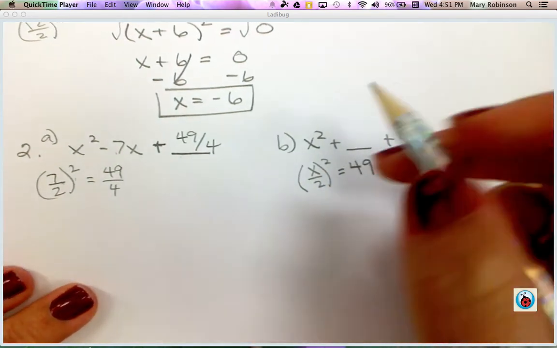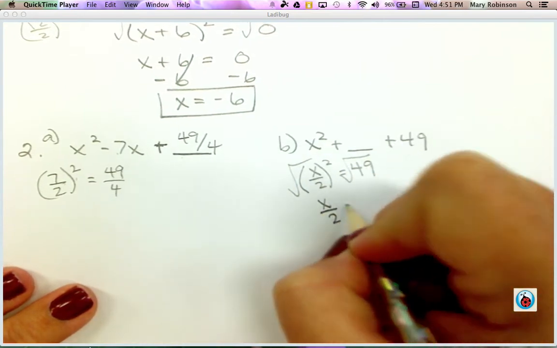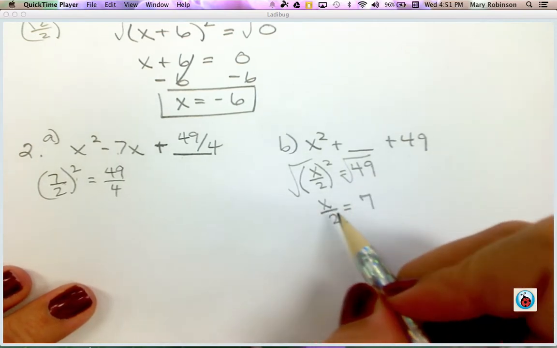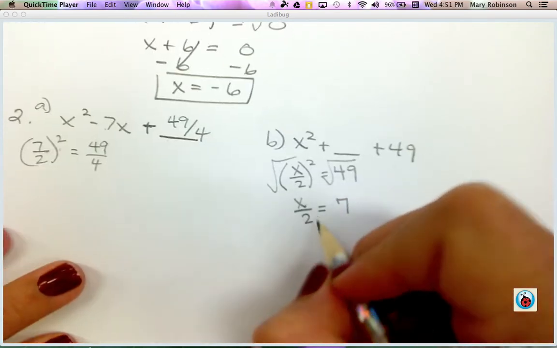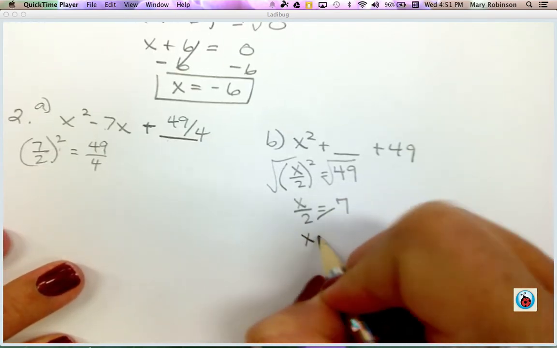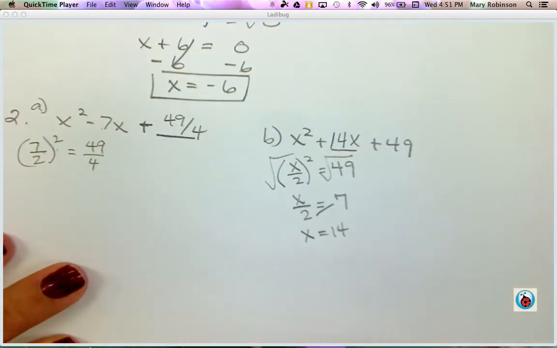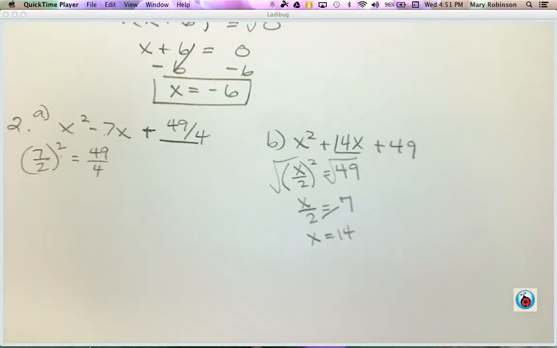Well, if you were to think about solving that, that would mean you'd have to take the square root of both sides, and the square root of 49 is 7. Well, what number divided by 2 equals 7? That would be 14. So that is your linear coefficient, 14. Just make sure you put the x behind it so you'll have the linear term.